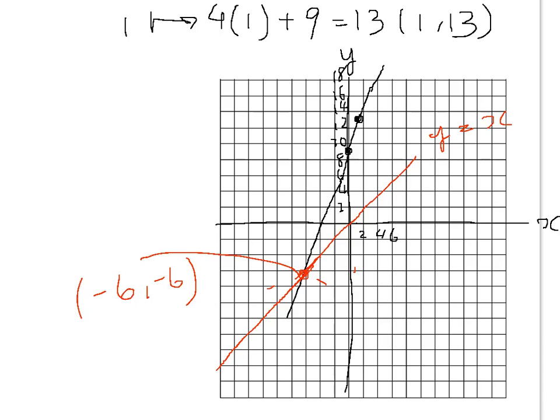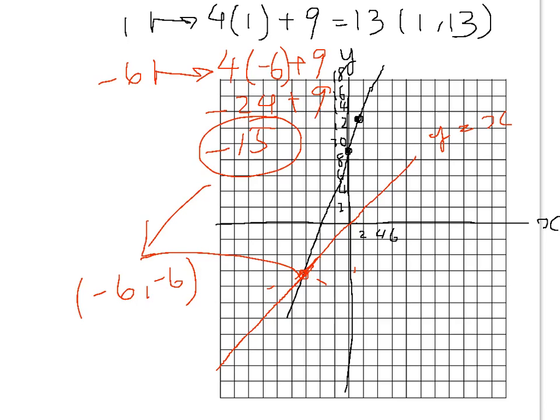Is that true for this? Well, let's try. It's -6. If x is -6 in this case, that's going to be 4 times -6 plus 9, which is -24 plus 9, which is -15. So it doesn't really fix it. So this doesn't fix in this case, but how about the other case? So I want you to do that.